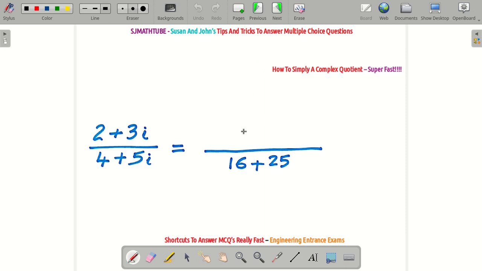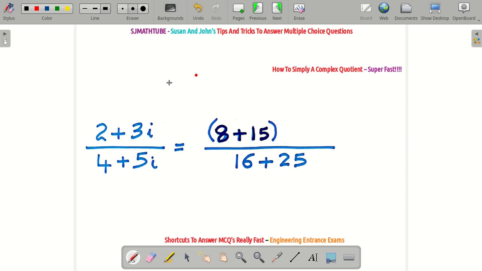So the first thing to do is you write the denominator, and the denominator is nothing but you square 4 and you square 5, and always addition. Okay, and the next thing to do is you multiply 2 and 4, and you multiply 3 and 5. So what is 2 into 4? 8. And what about 3 into 5? 15. And that's it.